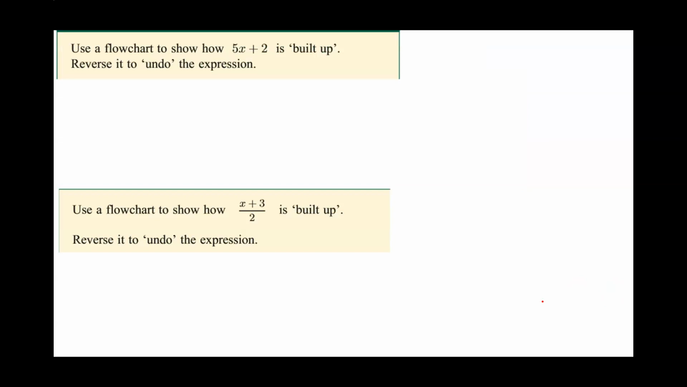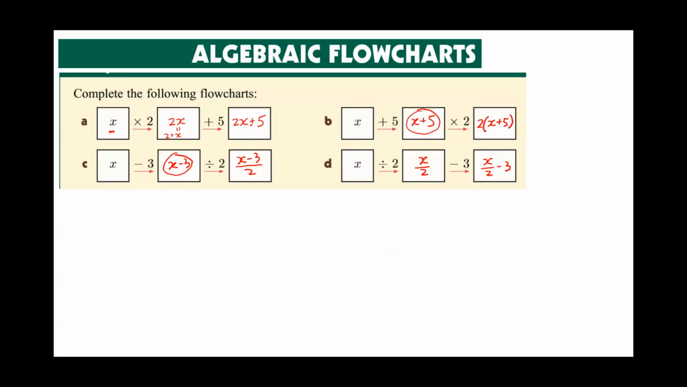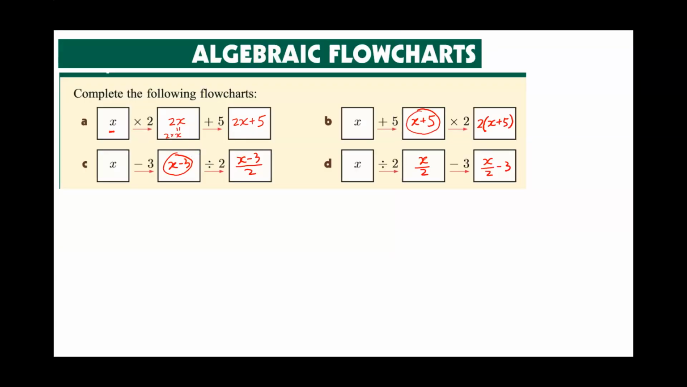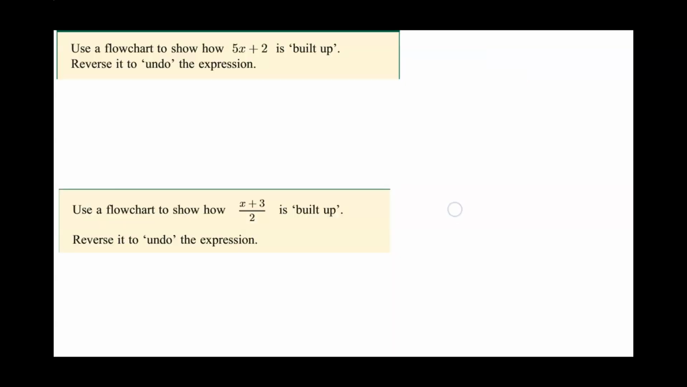Another question. You have to draw your flowchart by yourself to show how 5x plus 2 is built up. If you think about this process, it's basically like a factory. What I want to do to x, I'll just times by 5 here, and then add 2 here. So this flowchart is actually like a factory of what I want to do here. We could compare this one and then be able to do that one.